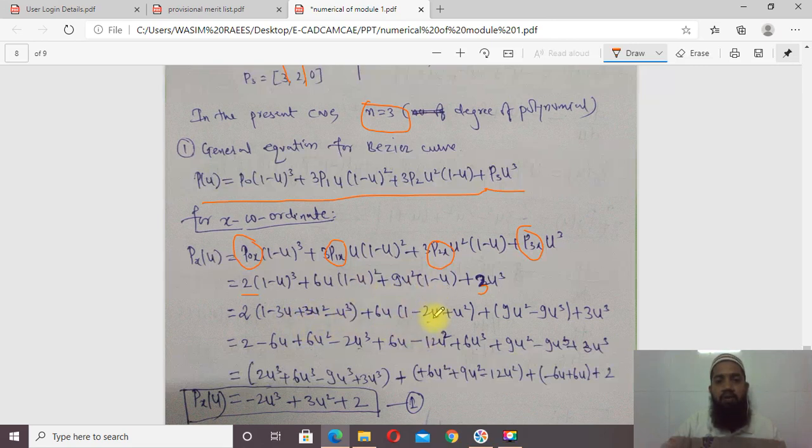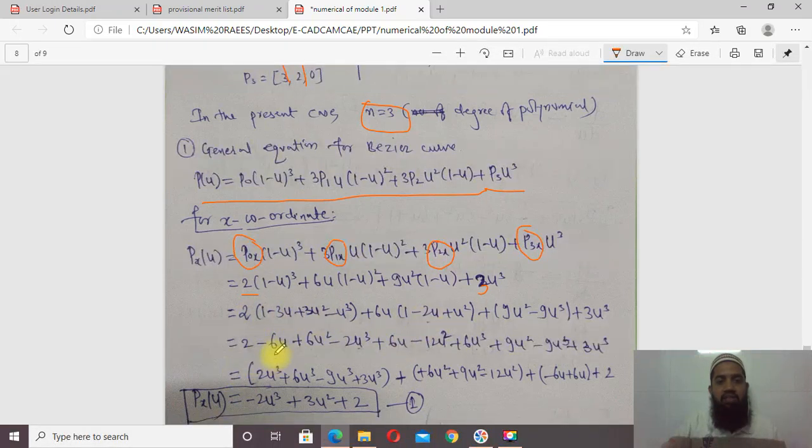Again, I'm going to open (a minus b) whole square. The formula will be applied over here, that is 1 minus 2u plus u square plus 9. This will be 9u square minus 9u cube plus 3u cube. Okay, I'm going to open this bracket, applying this 2 inside, and here also the same thing.